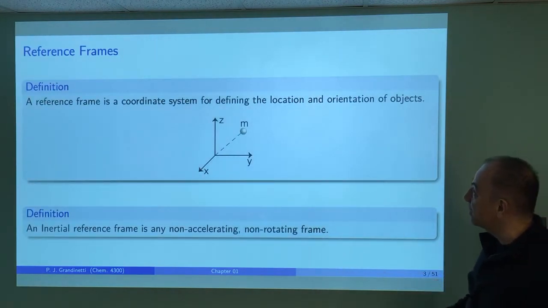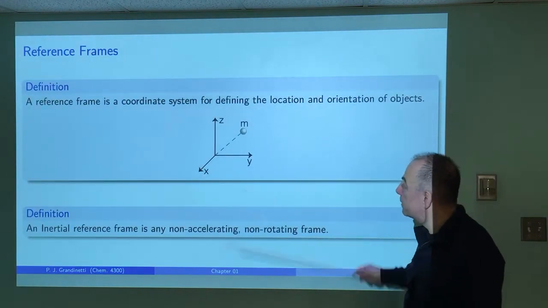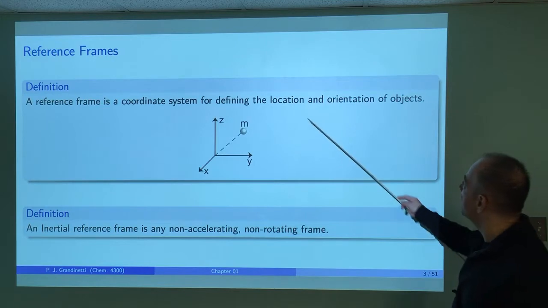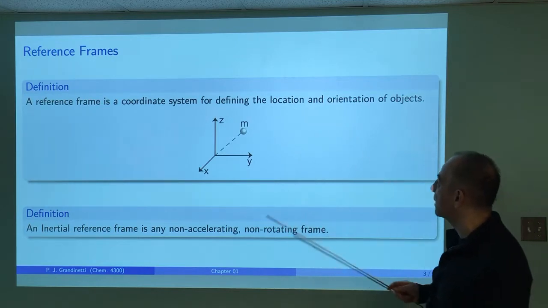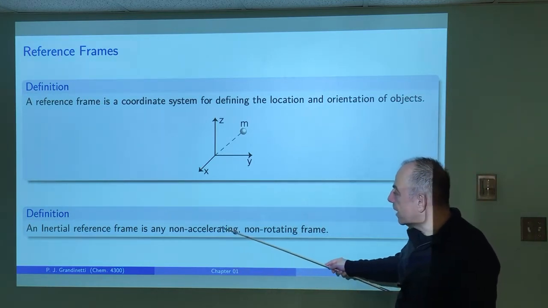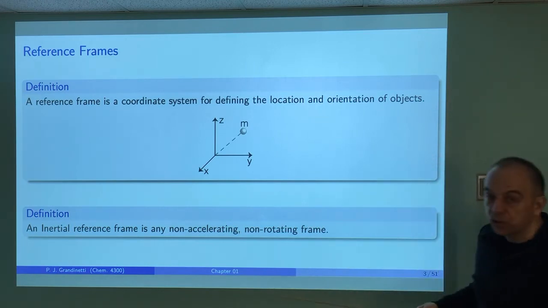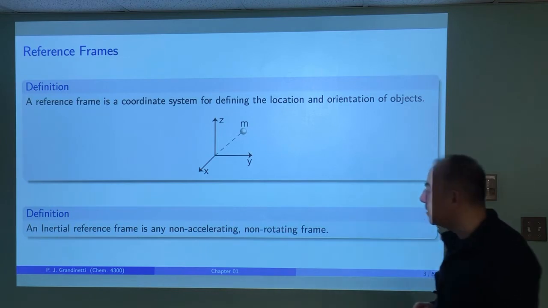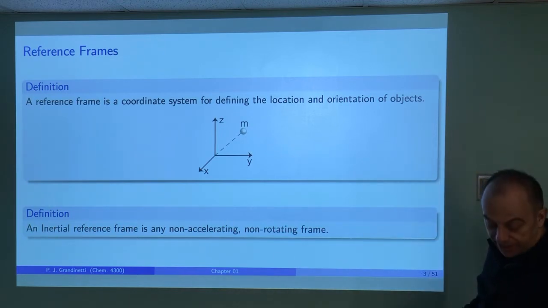Before we get into those laws of motion, I think it's important that we be clear about what we mean when we talk about a reference frame or a coordinate system that is used to define the location and orientation of objects. So we're going to be talking about reference frames that are inertial or non-inertial. So an inertial reference frame is any reference frame that's non-accelerating or non-rotating.